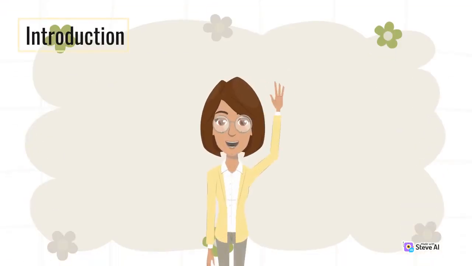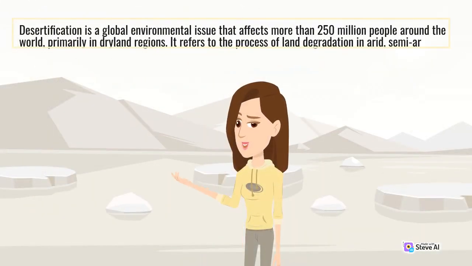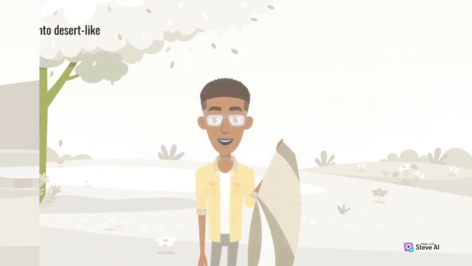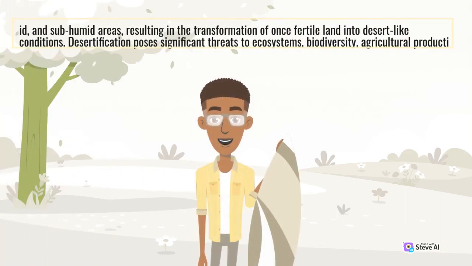Introduction. Desertification is a global environmental issue that affects more than 250 million people around the world, primarily in dryland regions. It refers to the process of land degradation in arid, semi-arid, and subhumid areas, resulting in the transformation of once fertile land into desert-like conditions.